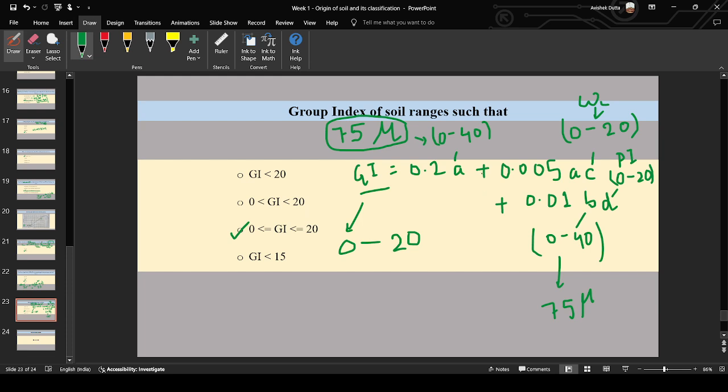But we can see over here, if we put the value 0 in these variables A, B, C and D, then the group index value will come as 0. And if we put the maximum value, that is A equal to 40, B equal to 40, C equal to 20 and D equal to 20, then the group index value will come as 20. So the group index will lie between 0 and 20, including both 0 and 20. So it is more than or equal to 0 and less than or equal to 20 always. Okay. So this was the last question.